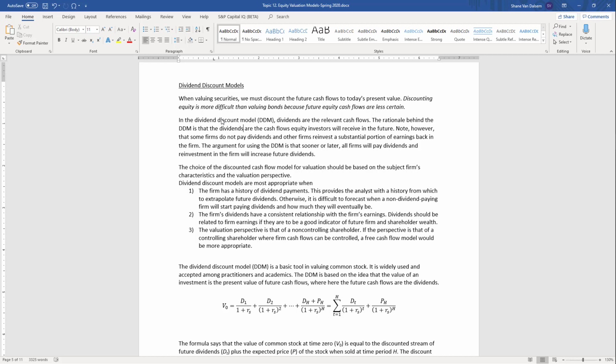In the long run, though, to be a good candidate for dividend discount model valuation, a firm should have a predictable relationship between the dividends paid out and the earnings of the firm. The third and final reason when dividend discount models are most appropriate: the valuation perspective is that of a non-controlling shareholder. If the perspective is that of a controlling shareholder, where firm cash flows can be controlled, a free cash flow model would be more appropriate.